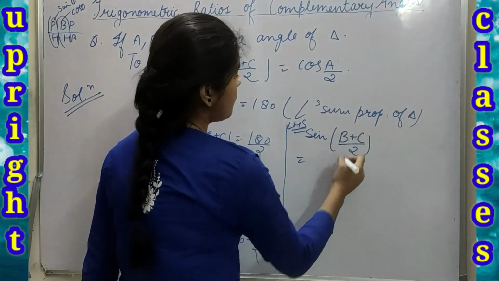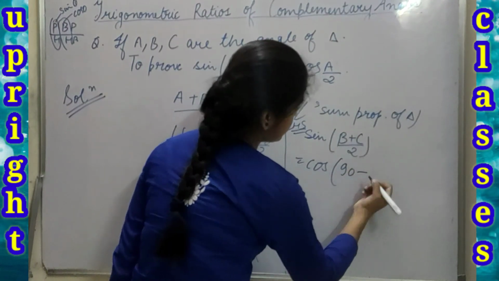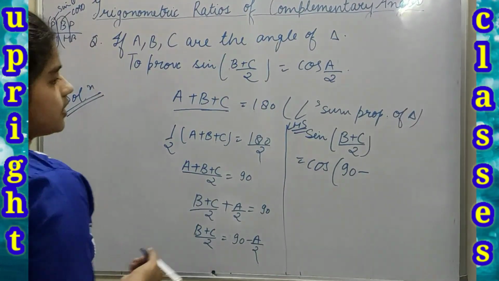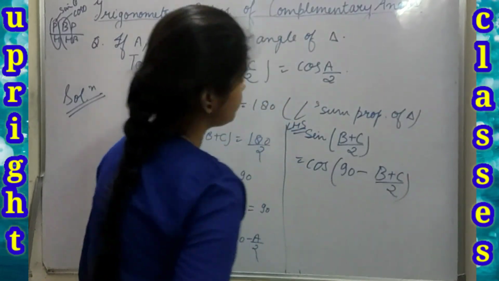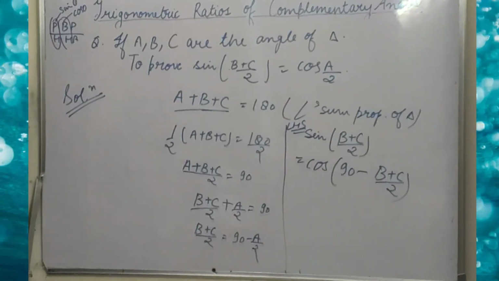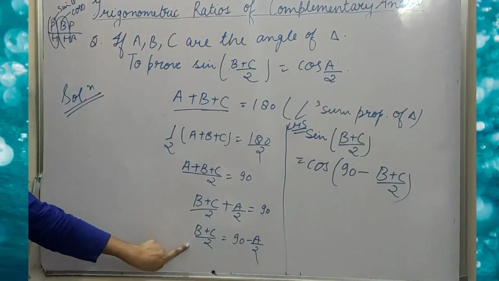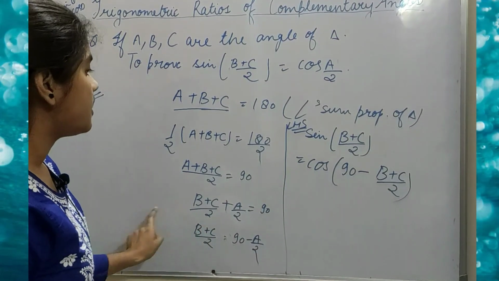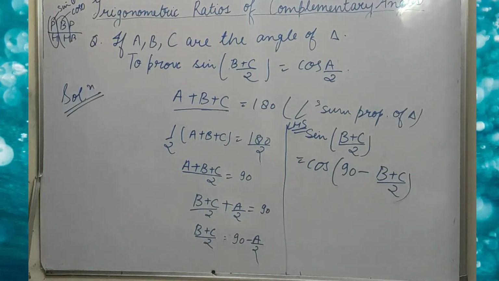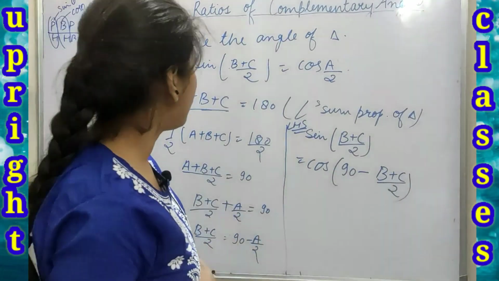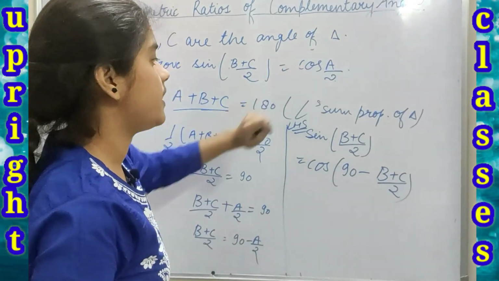You can write sin of (B plus C) upon 2 as cos of (90 minus (B plus C) upon 2). Yes, of course you can write it as this, and you already know that (B plus C) upon 2 is equal to 90 minus A by 2. Okay, but you will not put this equation here. If you put this equation, you will not get the sin A by 2, cos A by 2.